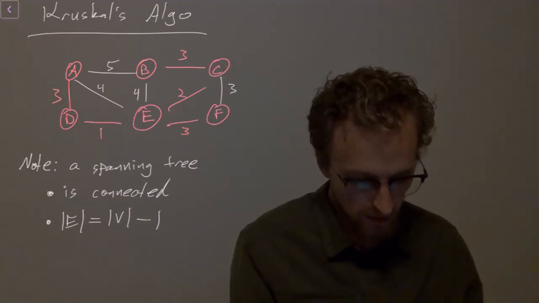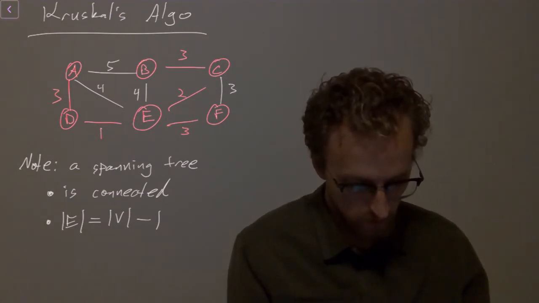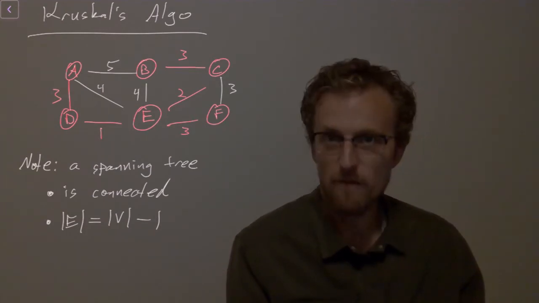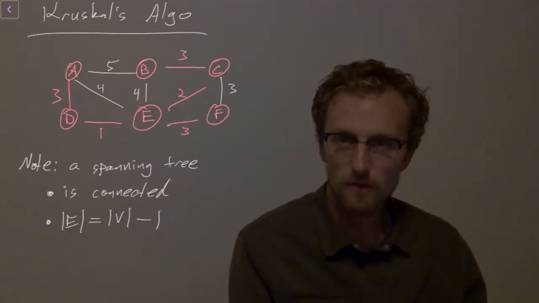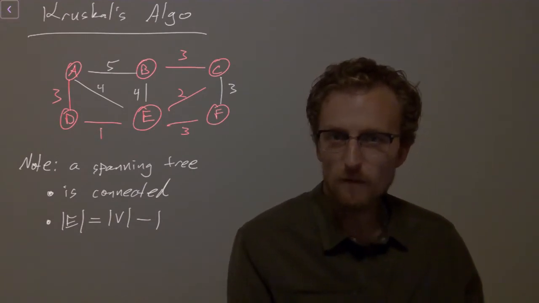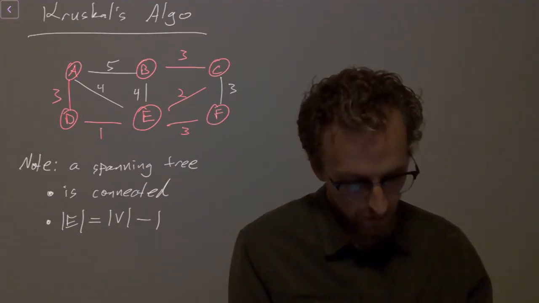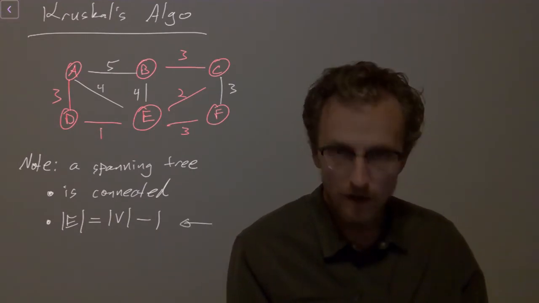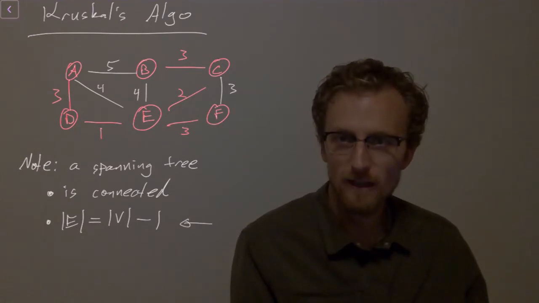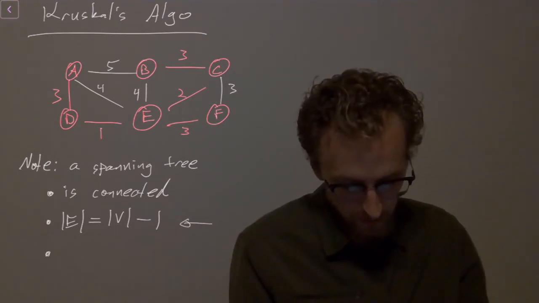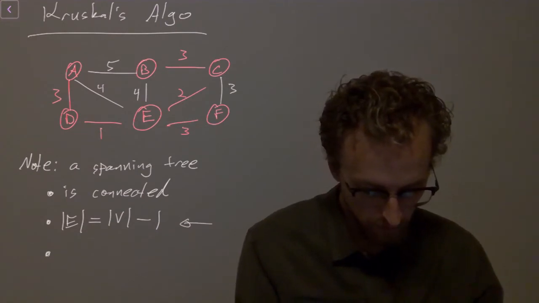If you count up the edges in this MST, we've got 1, 2, 3, 4, 5 edges and 6 nodes. And it turns out one of the ways of characterizing a tree is as a graph that satisfies this and that is acyclic. So we actually need the last property here that says it's acyclic.